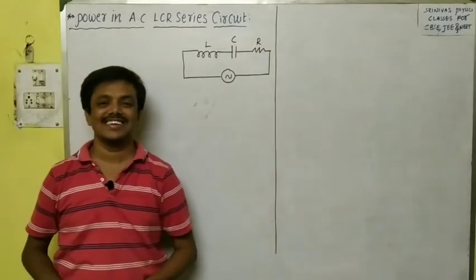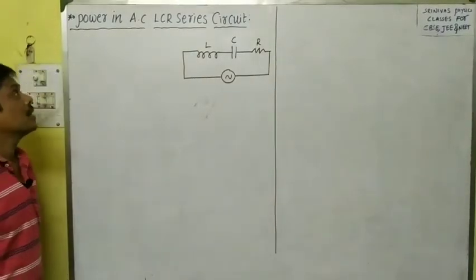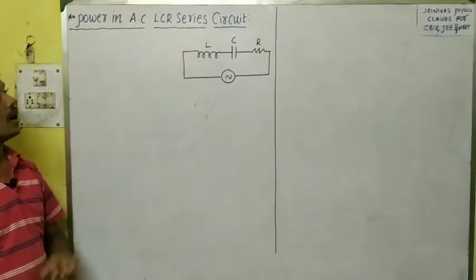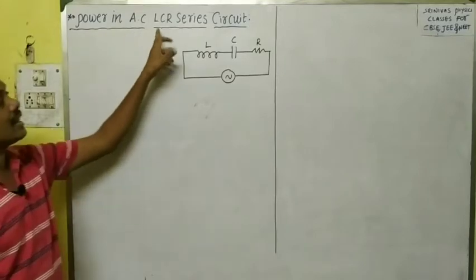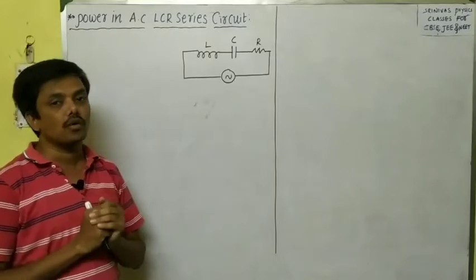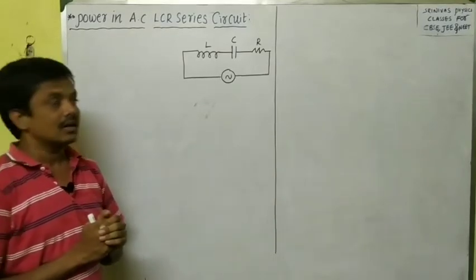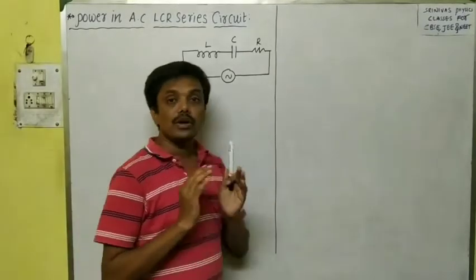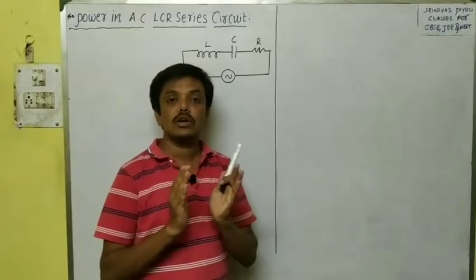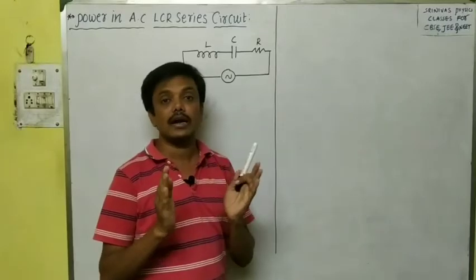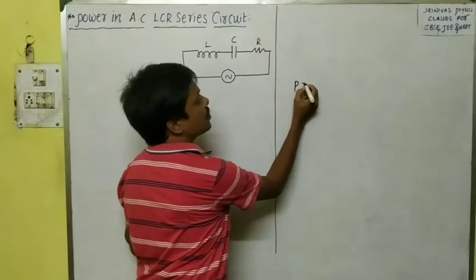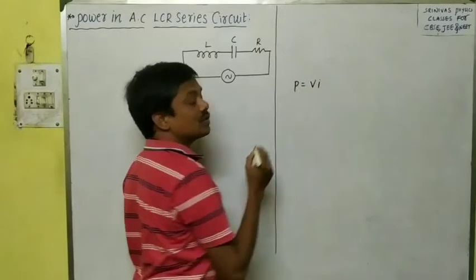Hi to all. Today's topic is power in AC LCR series circuit. How we can calculate the power in AC circuit. We know in DC circuit how we will calculate the power. In DC circuit, the voltage and current value almost remains constant. It is independent of time. Then the power formula in DC circuit is only voltage into current.